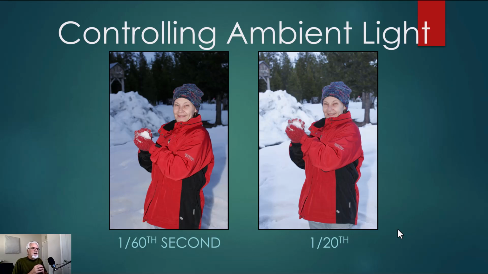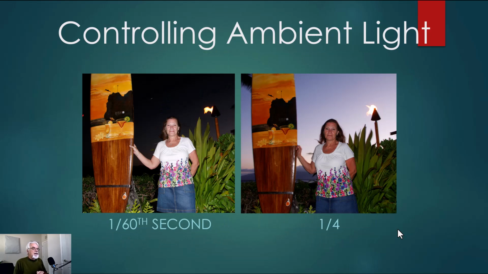Now, this is important because as we go through the presentation, I'm going to say, I want a darker background, and that's why I did this. And all I'm doing is changing the shutter speed. Okay, now, more examples. A 60th of a second, very dark sky, a quarter of a second. So I prefer, of course, the quarter of a second, but you have to keep in mind when you're doing something like this, if they move, they're going to blur.